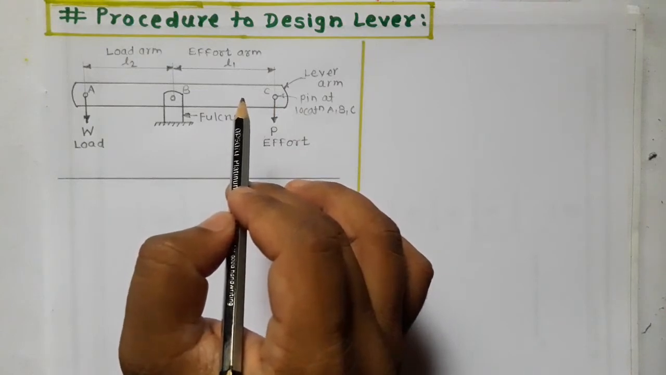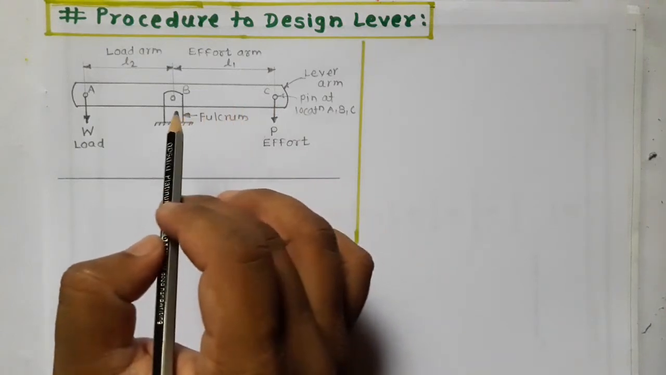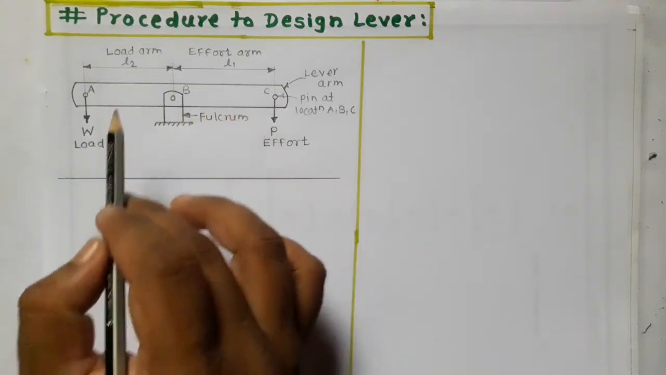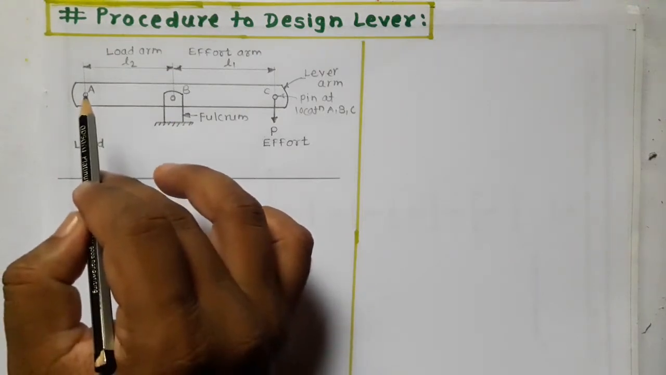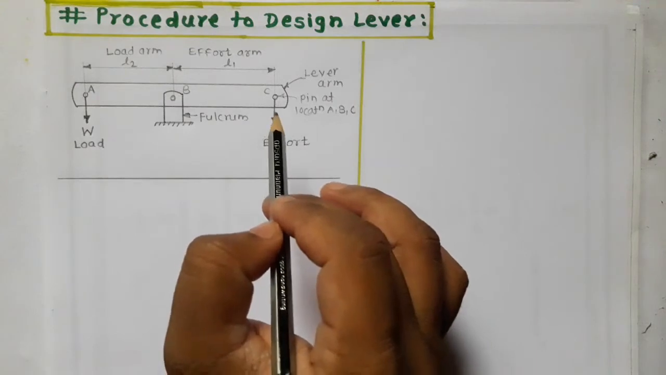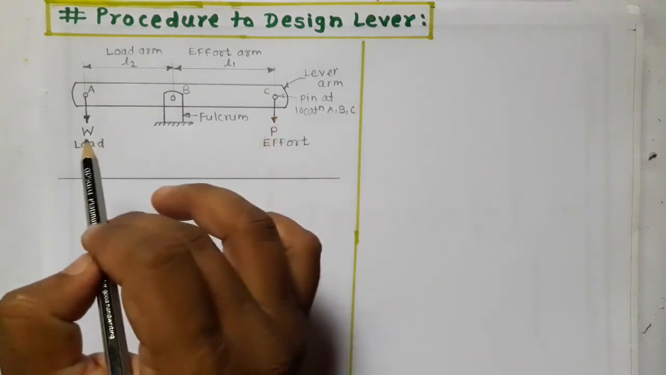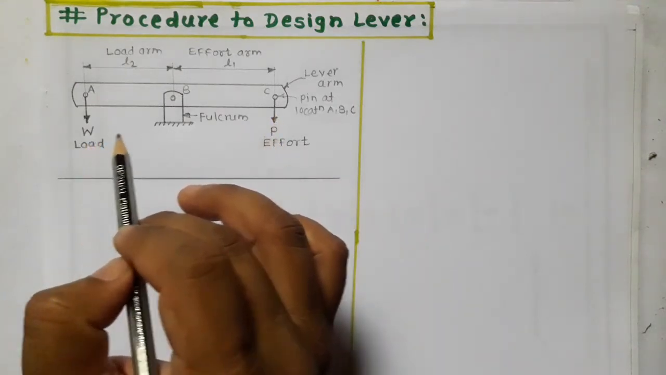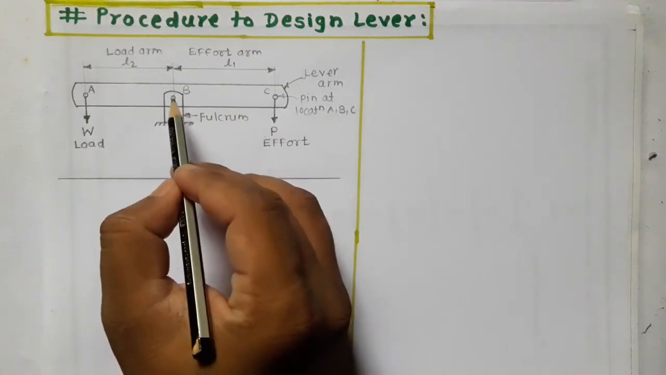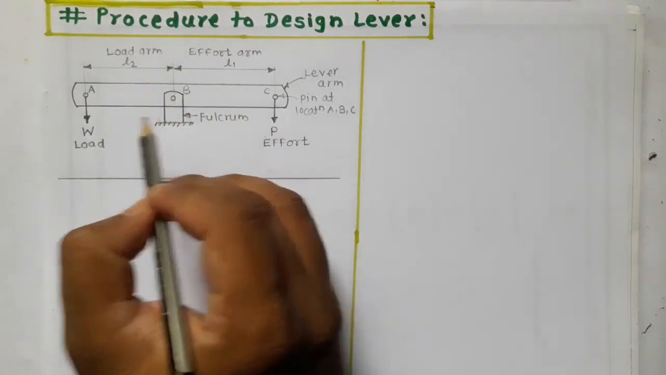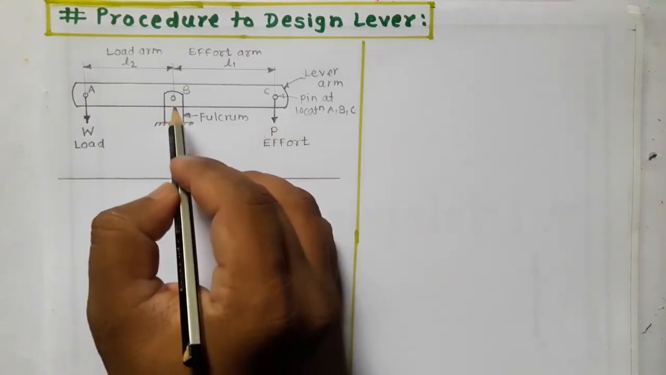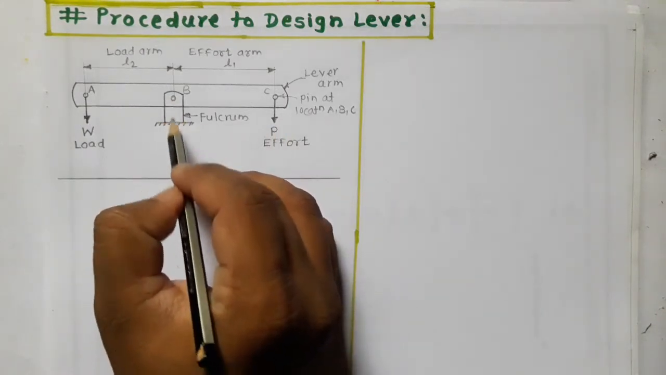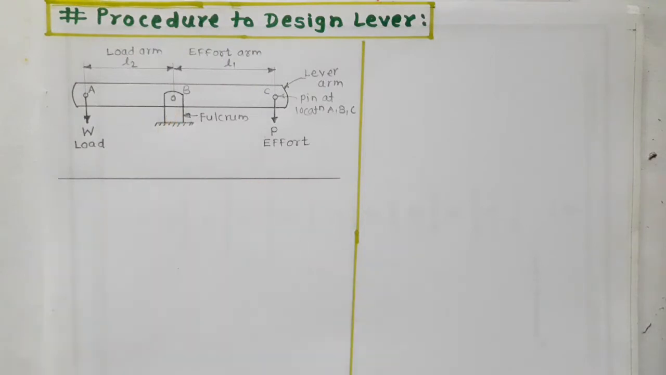So first of all, we'll see the forces acting on this lever. So first is W, which is nothing but the load applied at position A. Second, effort P, which is required to lift this load W. And third will be at this point B, which will be the reaction because of these two external loads. So reaction we can show here at this point B in vertical upward direction.